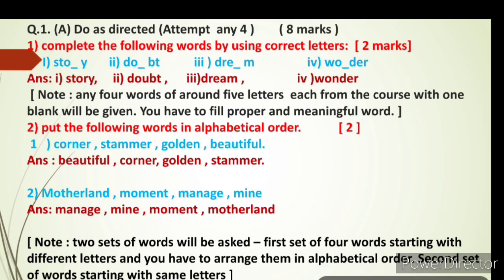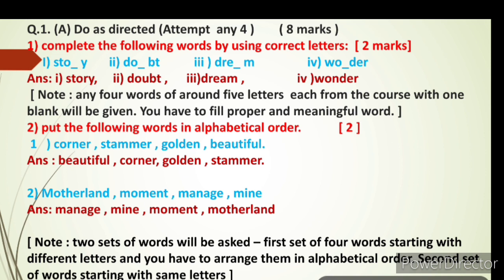Let us see question number 1. Do as directed. There are 6 activities in Part A and you have to attempt any 4 activities out of the 6. It is for 8 marks. Each activity carries 2 marks. But I suggest you try to solve all the activities if possible within the time period.